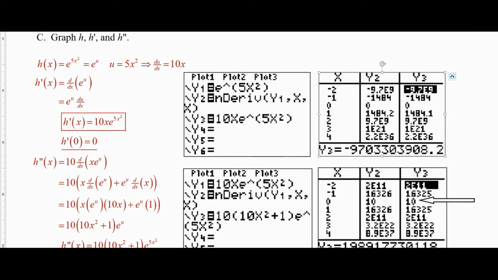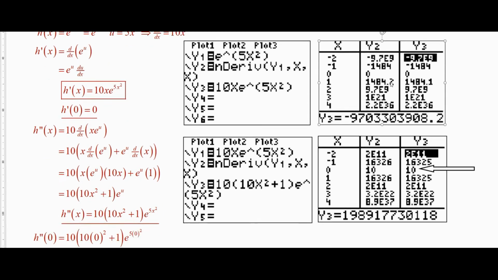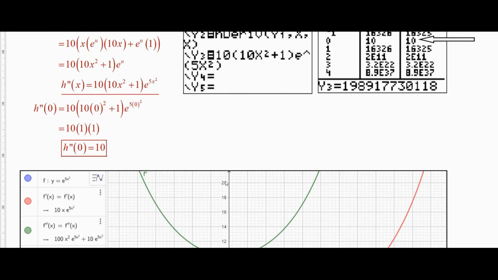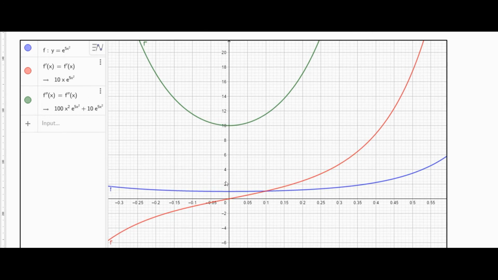So here are some calculator checks on the right. This is a TI-84 checking that. Here's checking the first derivative and the second derivative. The second derivative is 10 there as well. That's another check. And the graphs, here they are with the correct graphs here.